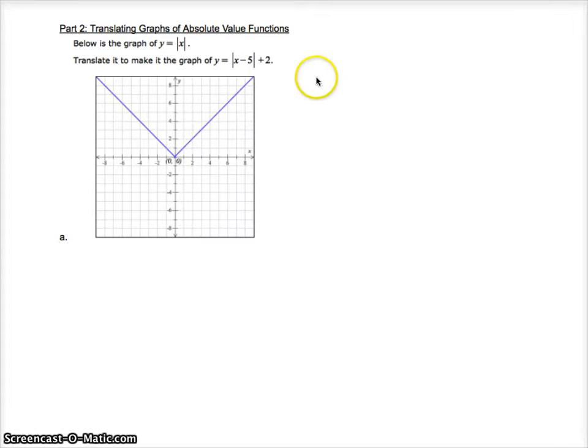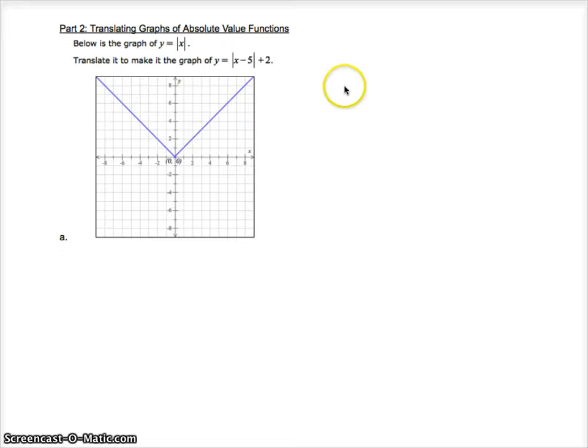Welcome to part 2, translating graphs of absolute value functions. For part A, we're going to look at translating, which means we're going to move the graph. So the parent function is the absolute value of x, which is just here. Points in both directions, has a slope of 1 over 1. We want to translate it to make the graph -5 and +2.